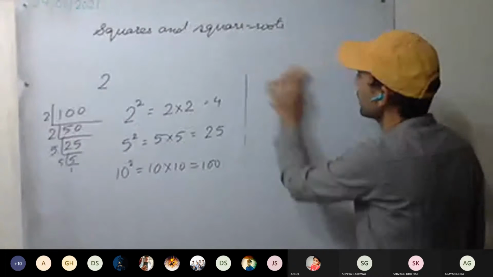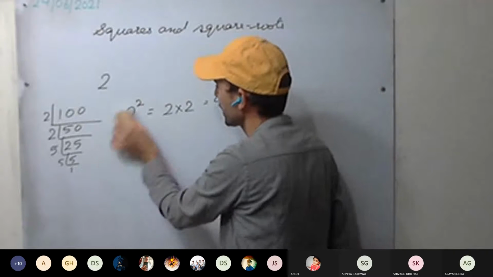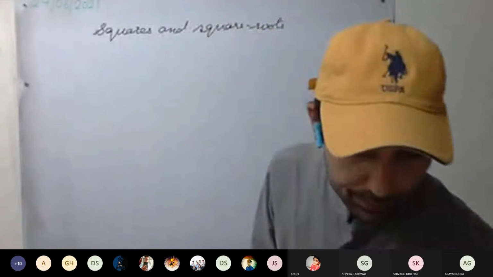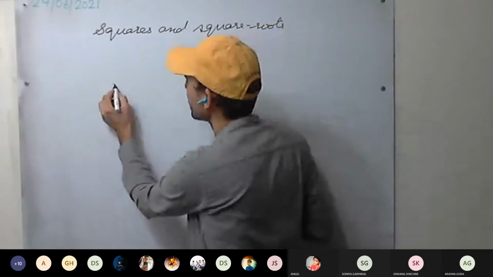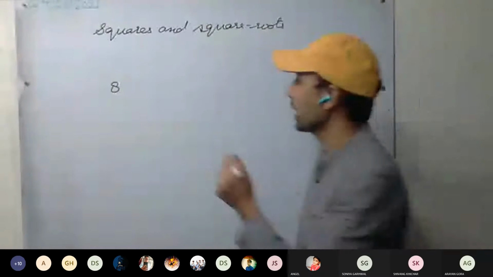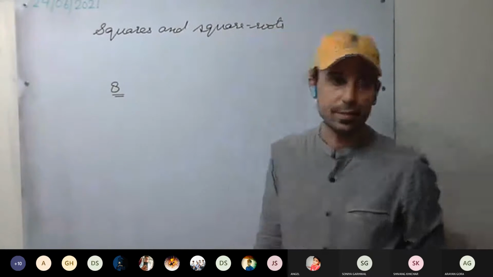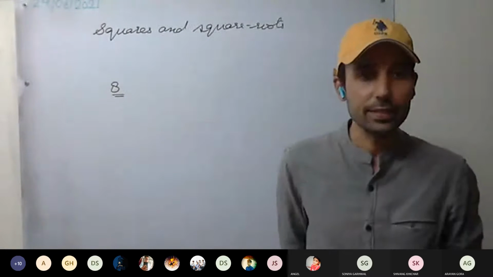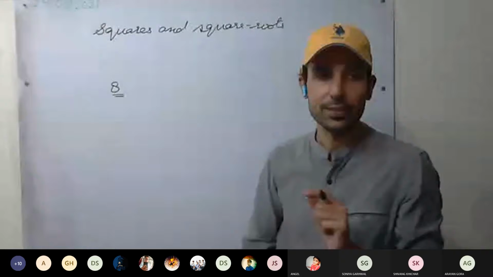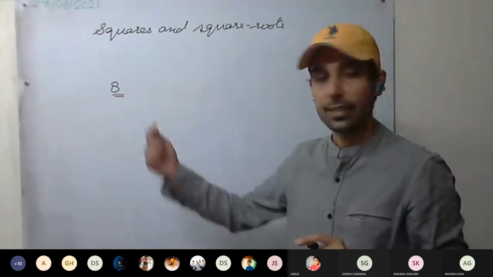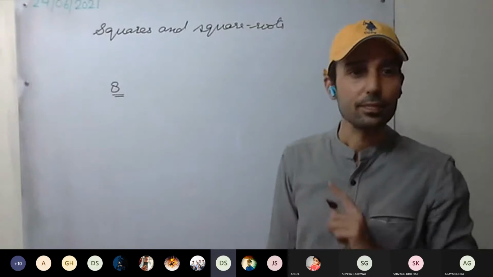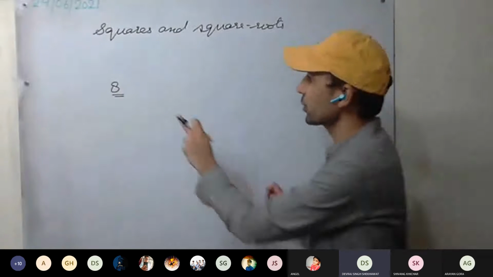One question. For example, any number is given to you. We take a small number, 8. For example, 8 we are taking. Is it a perfect square? That means, do we have any number whose square gives 8? 2 square we take and we get 8. Is it possible? Is 8 a perfect square? No, sir. It's not a perfect square.